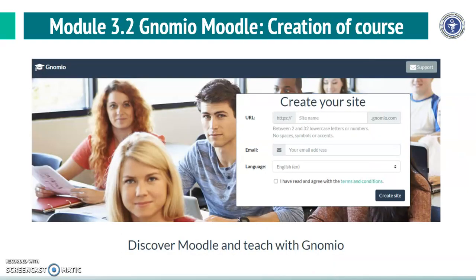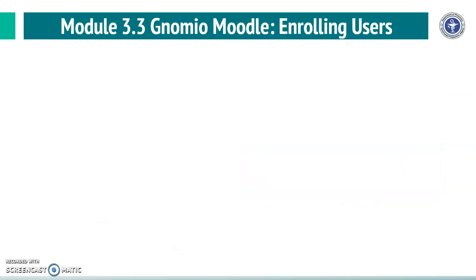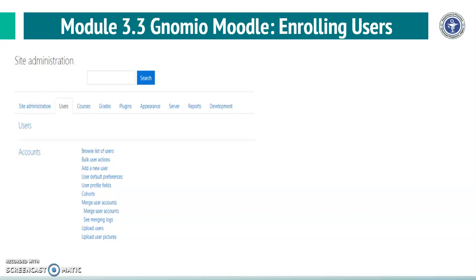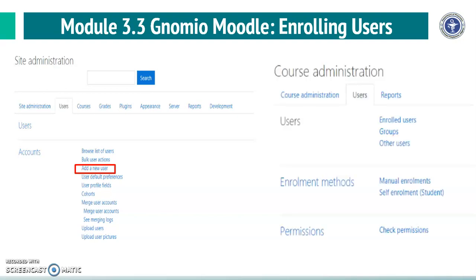Now, module 3.2 was on how to create our own course. So it was a very simple step where you can have your own site and use this Genomio Moodle site without any cost involved in it. In module 3.3, we have seen how we can enroll the various users. So you can see here by going into the site administration, you can add a new user, and once the users are added, we can manually enroll them or they can do the self-enrollment.